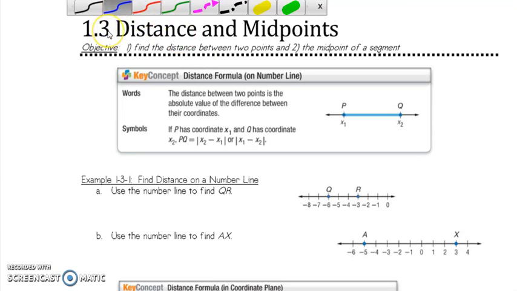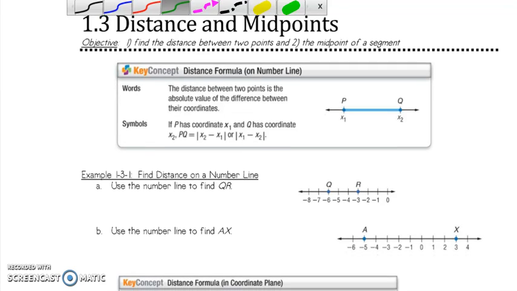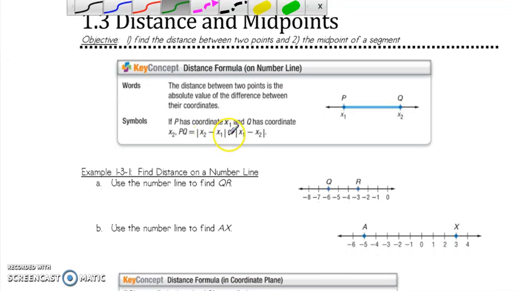This is lesson 1.3, day 1, distance and midpoint. So we have 2 days within this one unit. Some stuff we're going to skip around on, and then we'll have that in our day 2 video. First we're going to talk about distance.